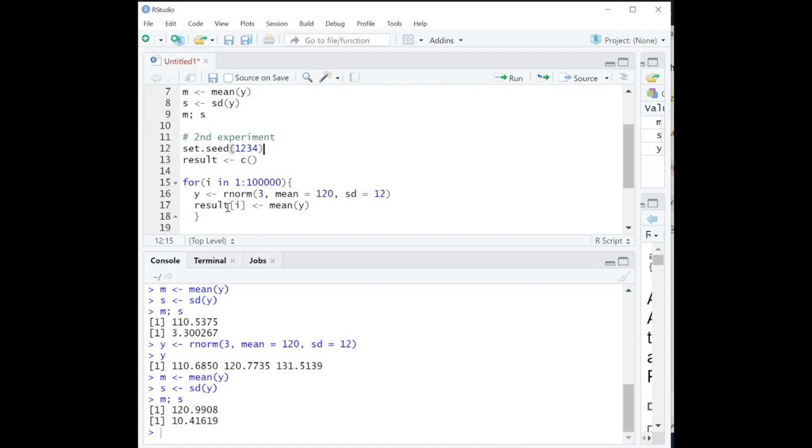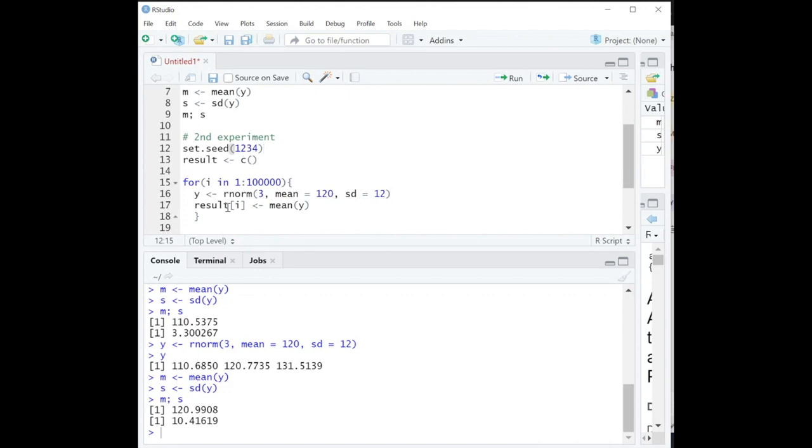The second time that this is done, 3 other individuals are extracted, the mean is calculated, and it is assigned to the vector result in the second position, and so on. So at the end, we should have a vector result with 100,000 positions, and in each position, there is a mean. So this is like repeating an experiment 100,000 times.